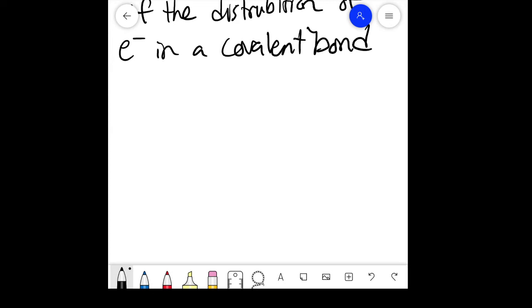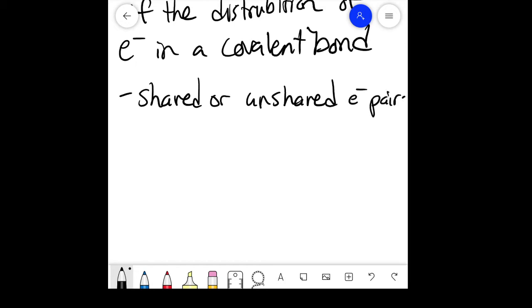So it shows how the valence electrons are distributed as either shared or unshared electron pairs. So everything is done in pairs. There can be a single unshared atom, but we're getting ahead of ourselves.